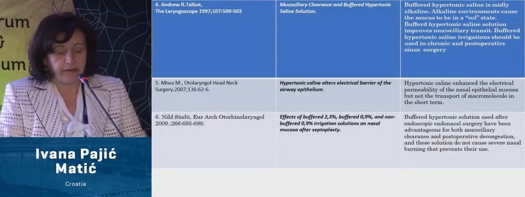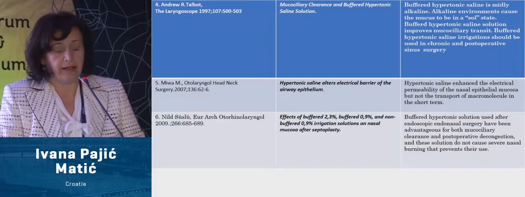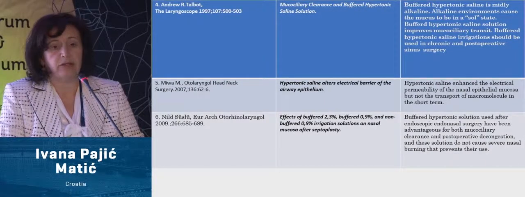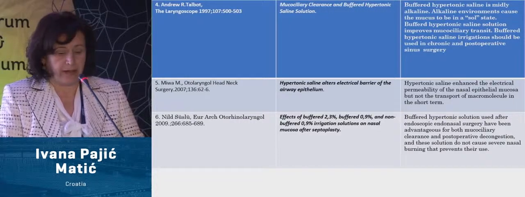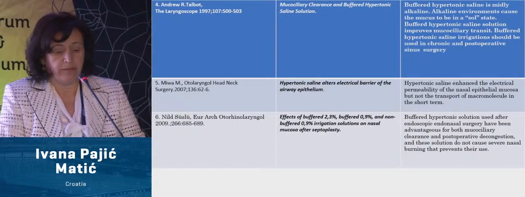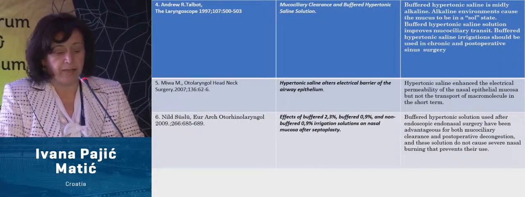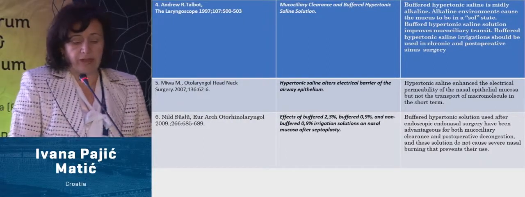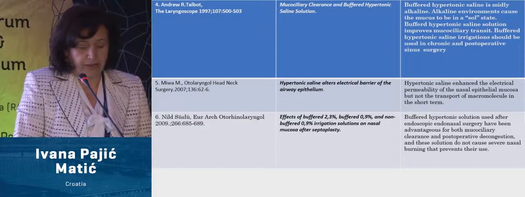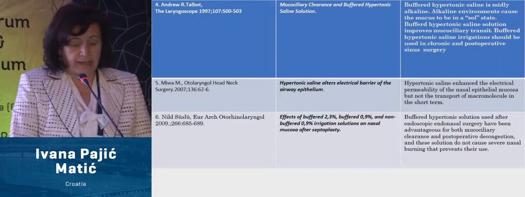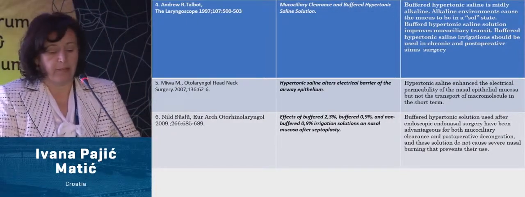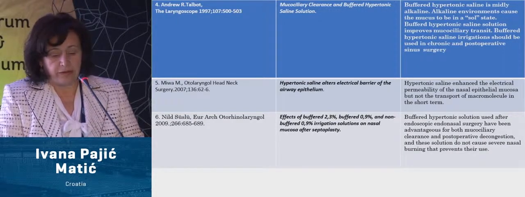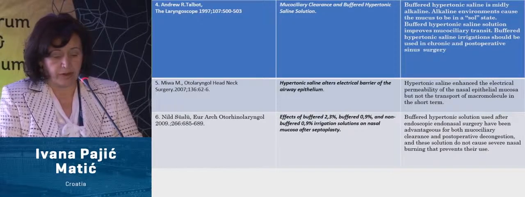Also, buffered hypertonic saline is mildly alkaline. An alkaline environment causes the mucosa to be in the sol state. Buffered hypertonic saline solution improves mucociliary transit. Buffered hypertonic saline irrigation should be used in chronic and postoperative sinus surgery. Also, hypertonic saline enhances the electrical permeability of the nasal epithelial mucosa, but not the transport of a macromolecule in the short term.